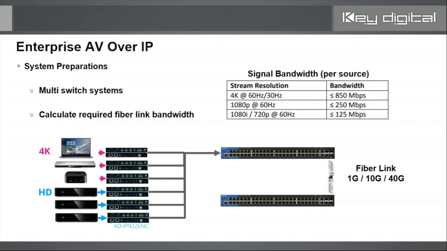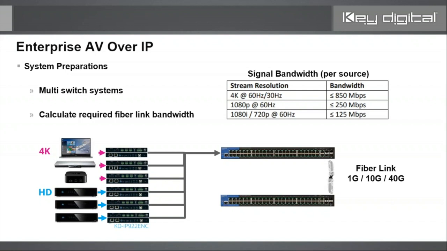Or we had an installation with many of the encoders and decoders in the conference room areas, and then we had a single fiber cable connecting from the conference room network switch to the cafeteria network switch, and just a single fiber, and then each area had its own 24 port network switch. So again, this was one of the system preparations. How many endpoints and where are the endpoints located?